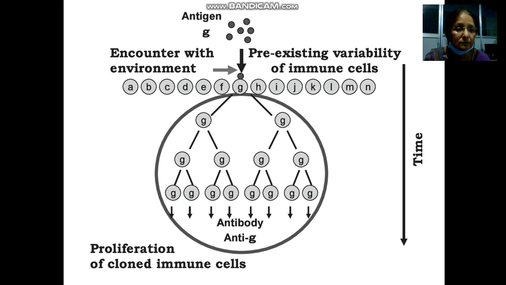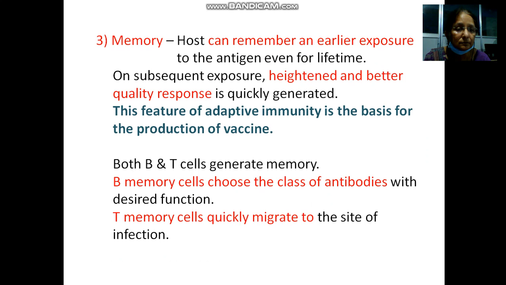You see, there are different types of pre-existing immune cells, A, B, C, D, and so on. Now the body encounters the antigen G. The receptor present on the G immune cell recognizes this antigen and responds, and now the proliferation of the same type of clone cell takes place, and the same types of cells are produced with the same type of antibody, that is anti-G. This is the proliferation of cloned immune cells.